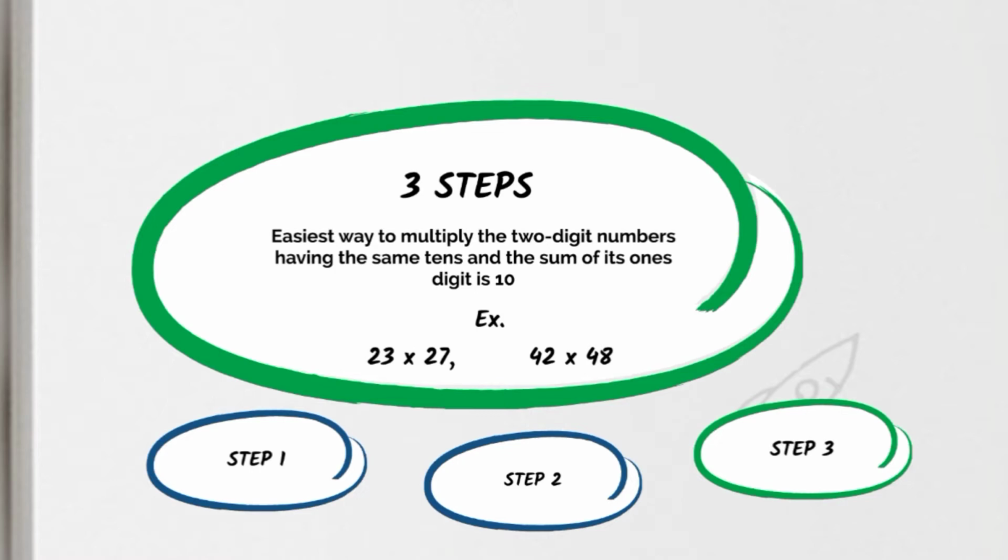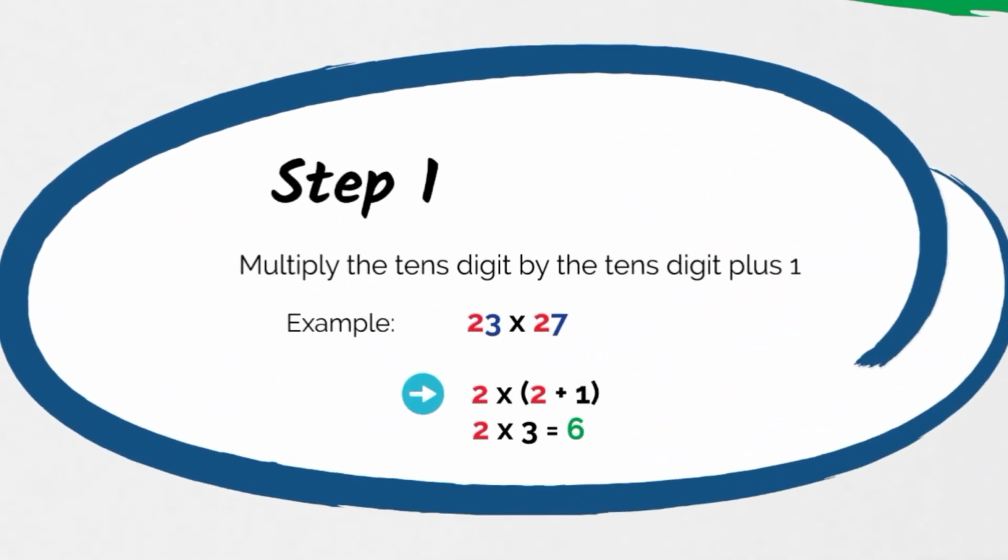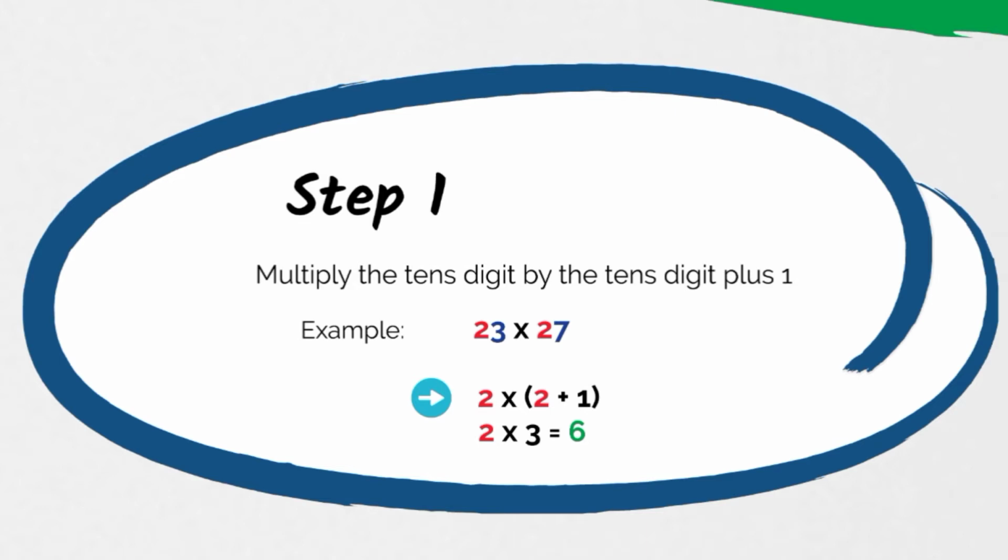Okay, so for step 1, multiply the tens digit by the tens digit plus 1. In 23 times 27, our tens digit here is 2. So, add 1 first to 2 before you multiply it by 2. So, this will become 3. Then, multiply. 2 times 3 is equal to 6.